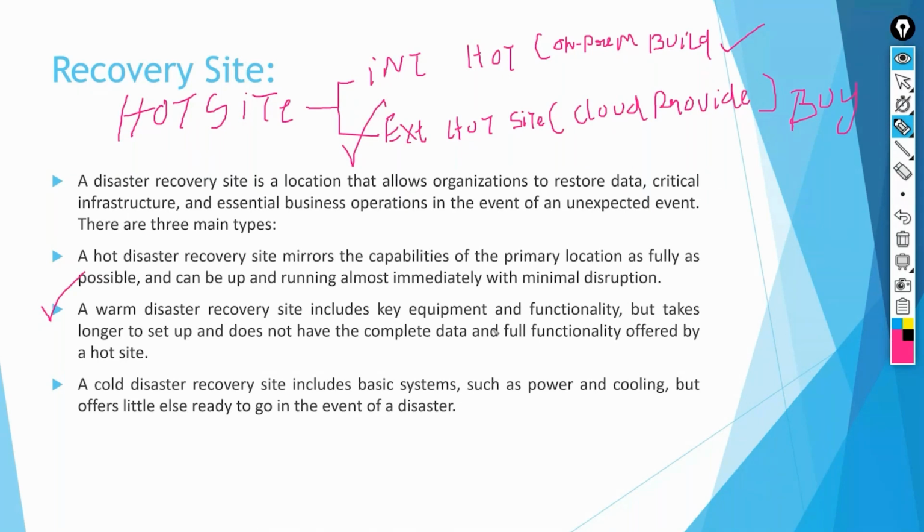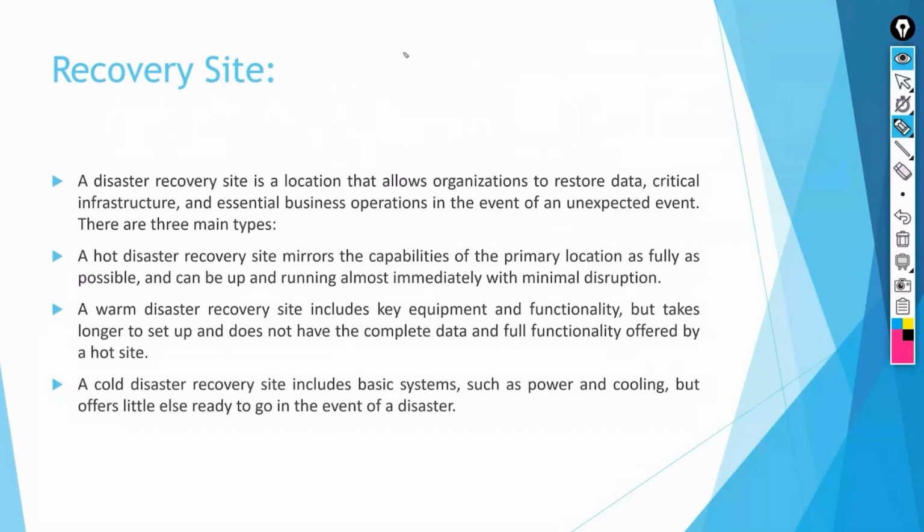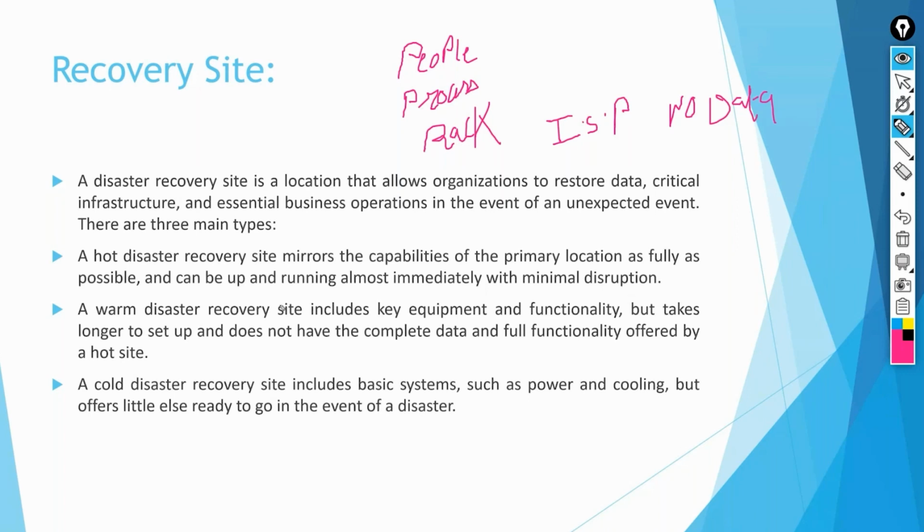So what do you mean by a warm site? In a warm site, we have people, we have process. In technology, we have a rack, we have the internet connection, the internet service provider, but we don't have any data.